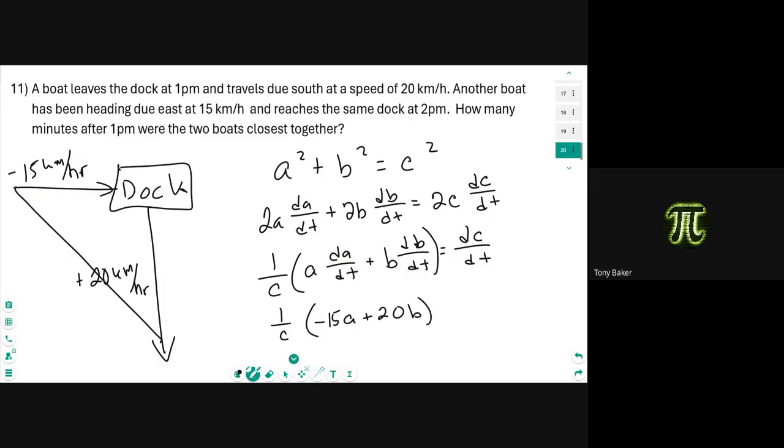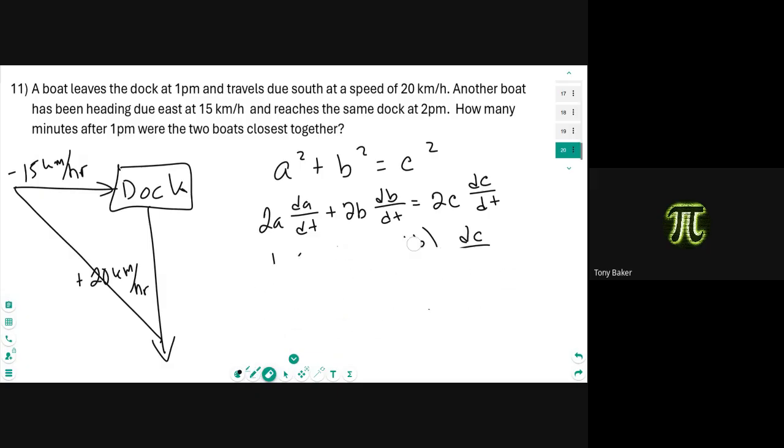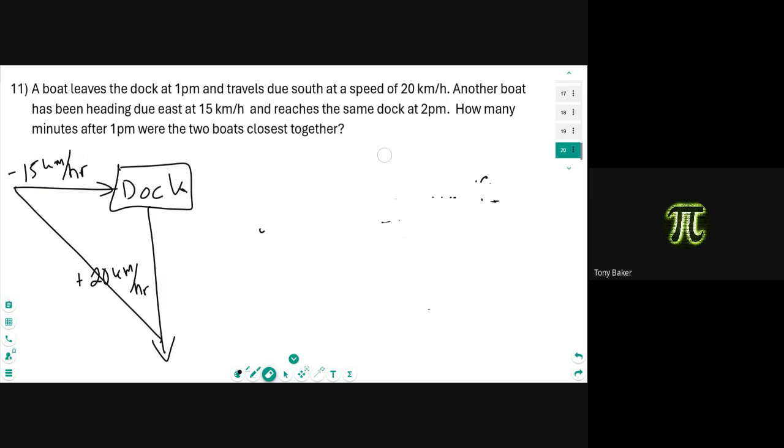Oh, that was where we messed up. I knew we did something wrong. We're not using the Pythagorean theorem. What's the question asking? Closest. So we're looking at what? Distance. We're using the distance formula. I knew I mixed something up.